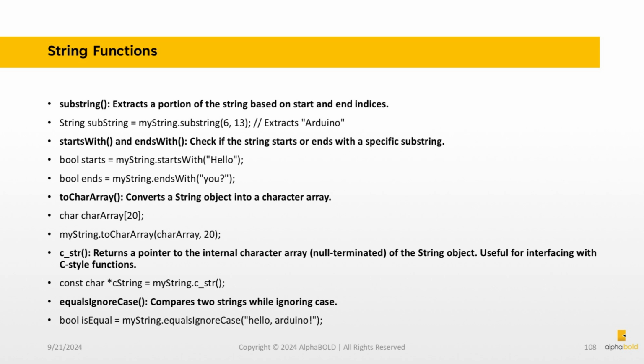toCharArray converts a String object into a character array. char array[20]; myString.toCharArray(array, 20). c_str returns a pointer to the internal character array, null terminated, of the String object. Useful for interfacing with C-style functions.